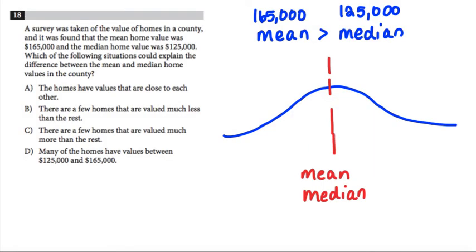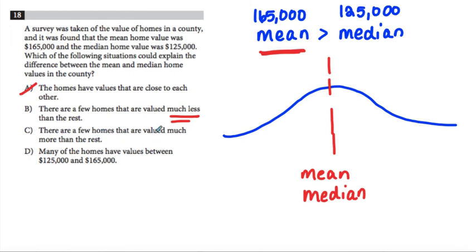I can go back to the question and look at my answers. So again, remember, I'm looking for outliers, and the outliers need to be high because they're pulling the mean up. They're making the mean bigger. All right, so, the home values have values that are close to each other. Well, no, that would be a nice symmetrical one. So I'm going to eliminate A. There are a few homes that are valued much less than the rest. Okay, that would do the opposite. That would make the mean be less than the median.